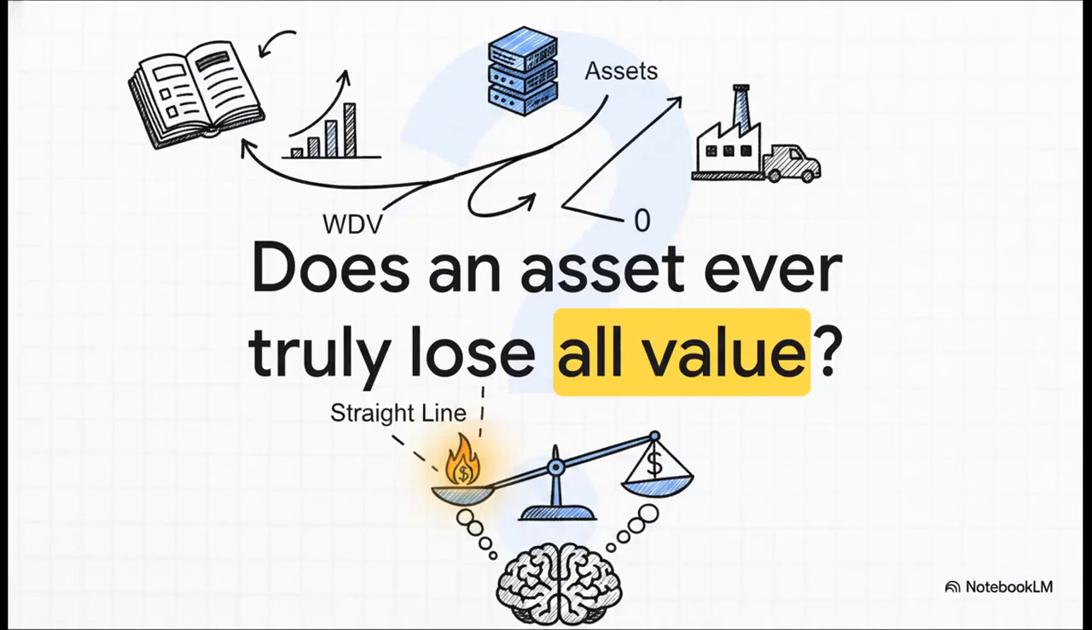To wrap up our explainer today, I really want to challenge you to look beyond the ledgers. Think about this. Does an asset ever truly lose all its value? Or is a zero balance just a convenient accounting fiction? WDV leaves a lingering value forever, while straight line aggressively wipes it to absolute zero. But how do these formulas shape how a company views its own worth? You see, accounting isn't just about math. It's about telling the most accurate story of a business.